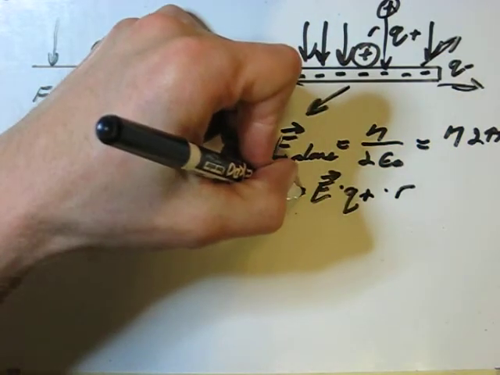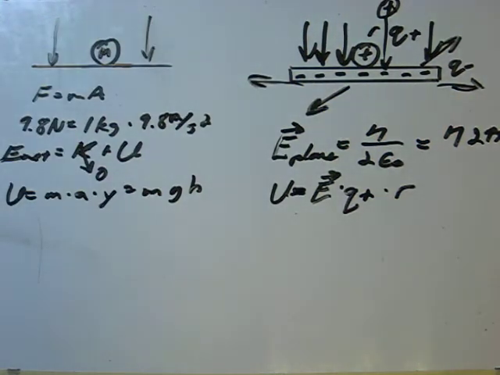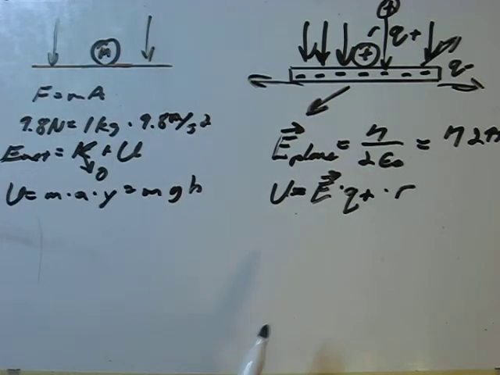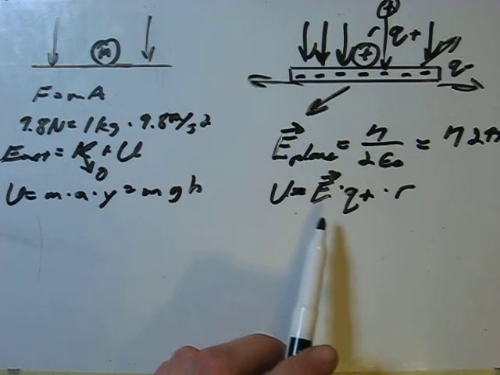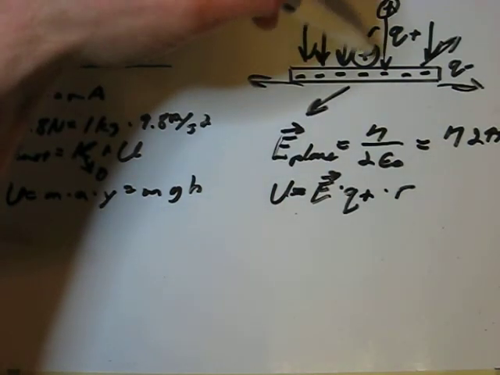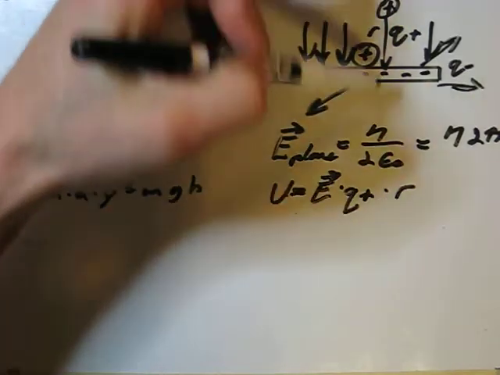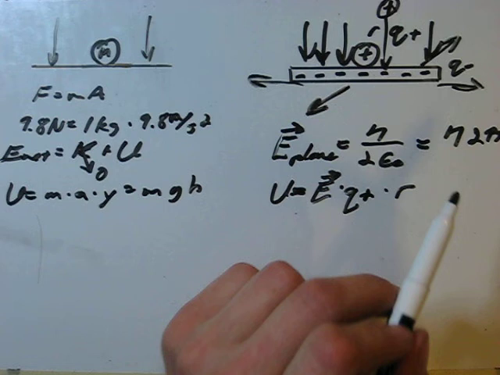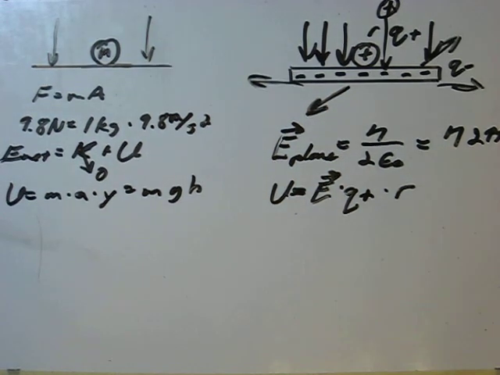Alright? So that's how we would compare the energy of a ball, depending on its height from the ground, versus the E field times the charge of our particle with its distance from the infinitely large plane. Yeah, I guess that in a nutshell is the comparison of those two.